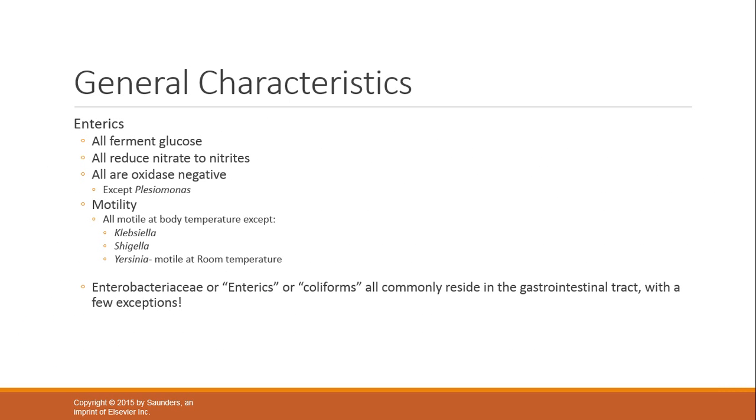Okay, so the general characteristics for Enterobacteriaceae, or another word is enterics. They all ferment glucose. Okay, they all reduce nitrate to nitrites, so they're all nitrate positive. They're all oxidase negative. Of course, there's an exception. Plesiomonas is an exception, but we're not going to talk about Plesiomonas.